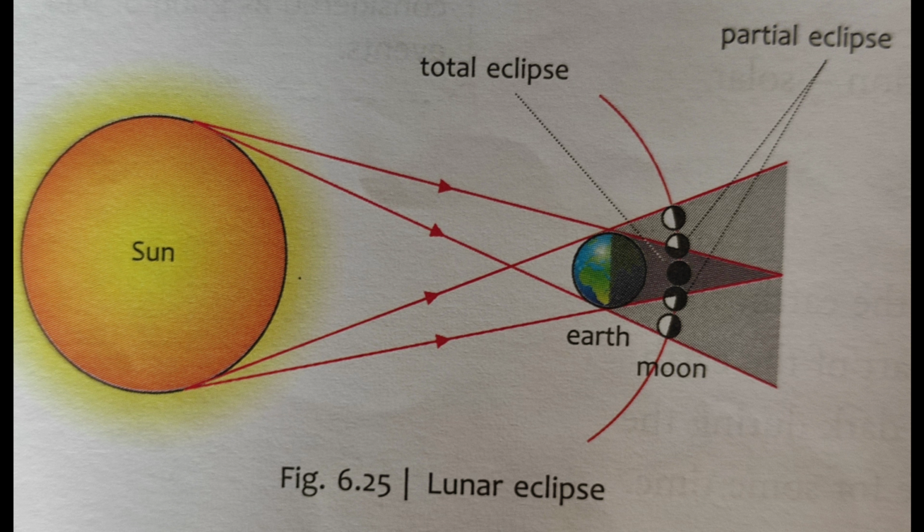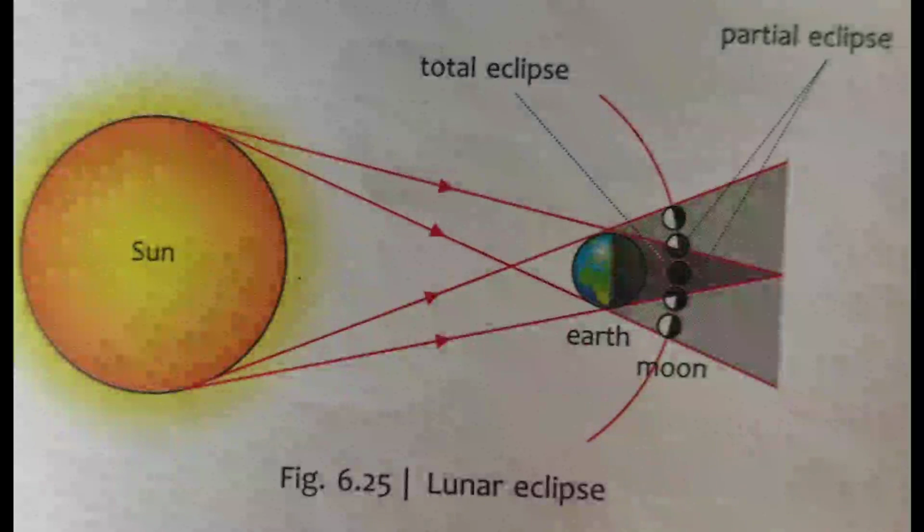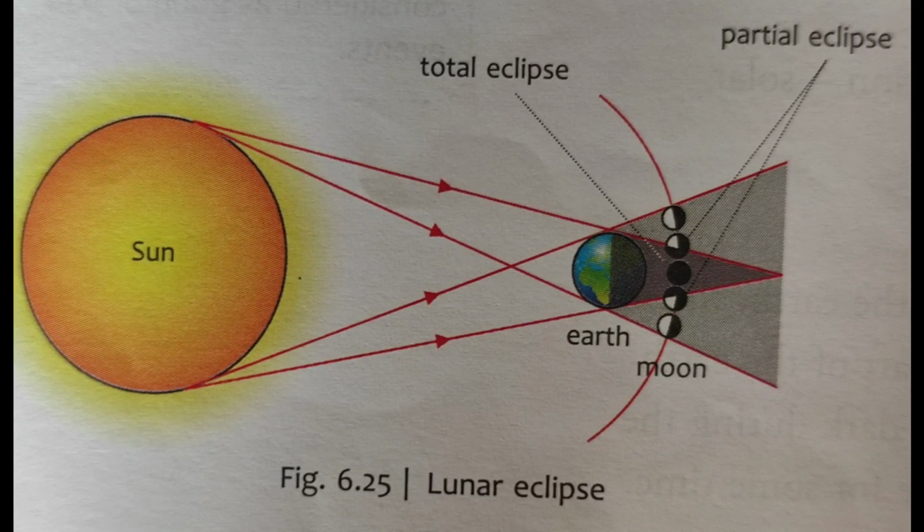Now lunar eclipse. Here is the lunar eclipse. When the earth comes between the sun and the moon, the shadow of the earth falls on the moon and the moon becomes invisible for some time. This is called a lunar eclipse. So when the moon lies completely in the umbra of the earth's shadow, it does not receive any light from the sun and so does not reflect any light. So the moon is not visible to us at all.